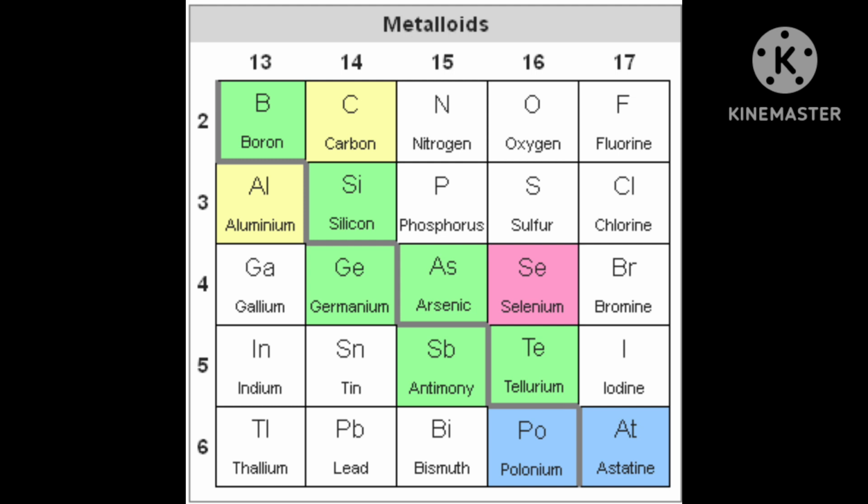Magnesium, Mg, its atomic number is 12. Calcium, Ca, its atomic number is 20. Strontium, Sr, its atomic number is 38. Barium, Ba, its atomic number is 56. Radium, Ra, its atomic number is 88.